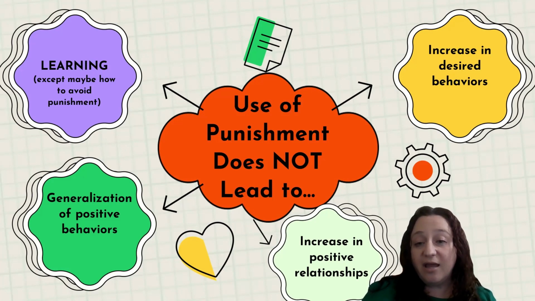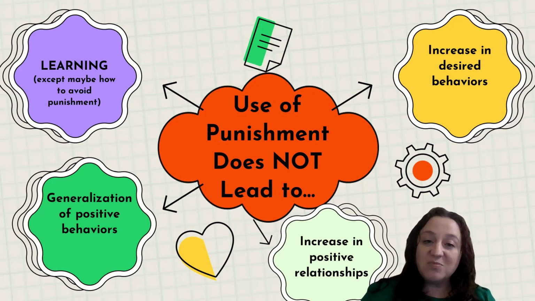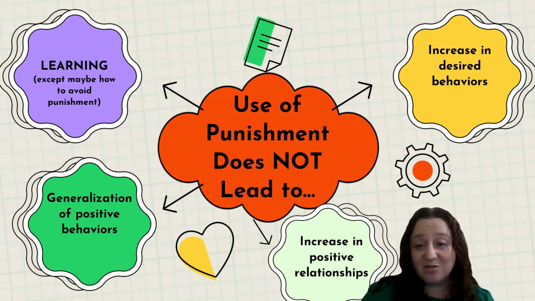The use of punishment does not lead to generalization of positive behaviors. For instance, you and I have learned not to speed when we see a police car. However, we will speed whenever we don't see a police car. Finally, the use of punishment does not lead to learning, except for maybe how to avoid punishment. That's the only type of learning that is going to occur if you are relying on punishment to change behavior.